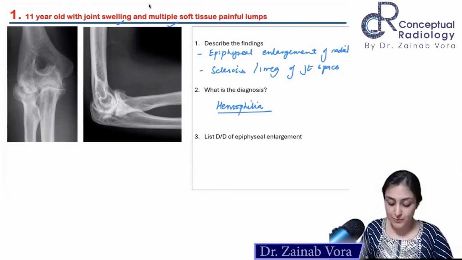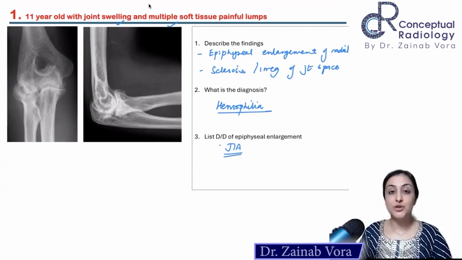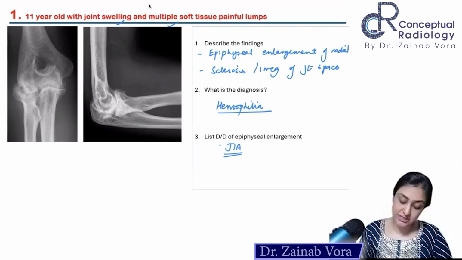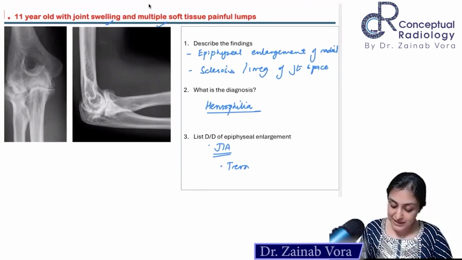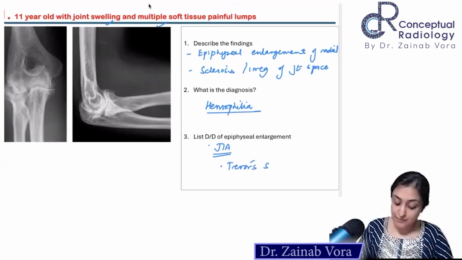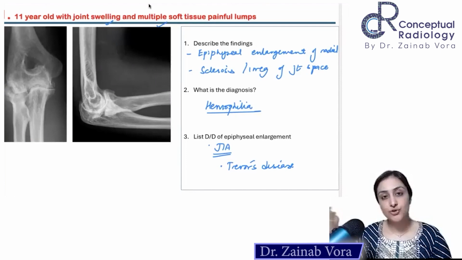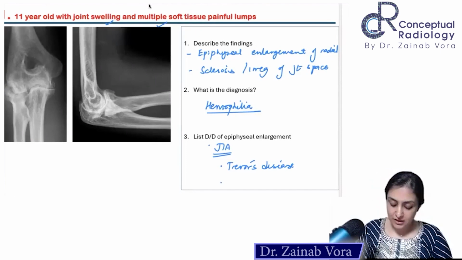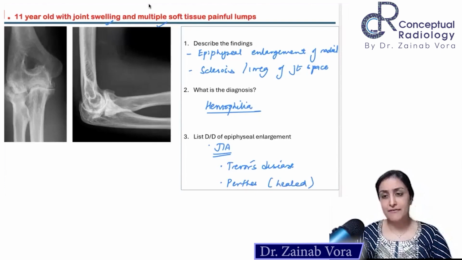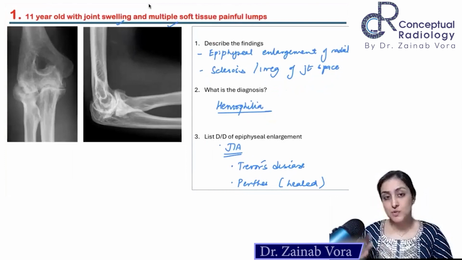DD of epiphyseal enlargement, very, very important. Apart from hemophilia, JIA is the first thing you want to say. Whenever you are talking about epiphyseal enlargement, 2 things are the top of the list: one is hemophilia and one is JIA, juvenile idiopathic arthritis. Then you may also have Trevor's disease, like one of you said. Trevor's disease, you remember I taught it to you, is a dysplasia where you have epiphyseal enlargement, which is a sessile osteochondroma arising from the epiphysis. And one of you said Perthes. So in the end stage, healed stage of Perthes, you may have epiphyseal enlargement sometimes, okay? So this is what you need to remember.